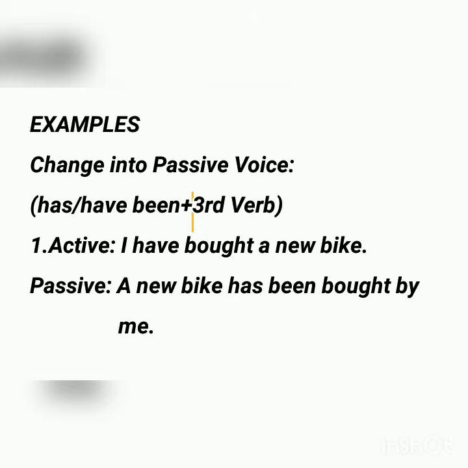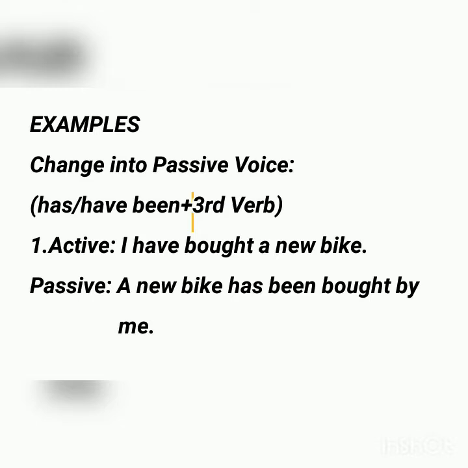Let us learn how to change into passive voice. The formula is has or have been plus past participle form of the verb. Here are some examples. Number 1. Active: I have bought a new bike. I is the subject. A new bike is the object. We have to interchange the position of the subject and the object.